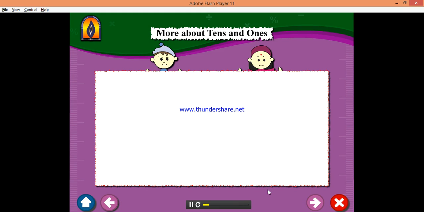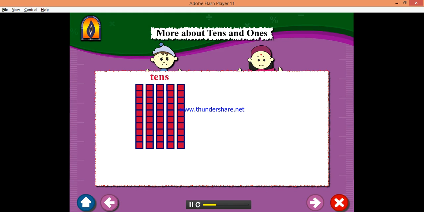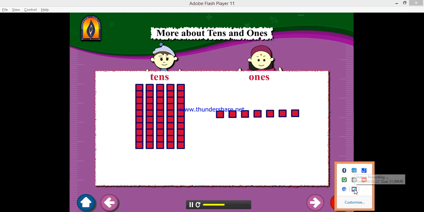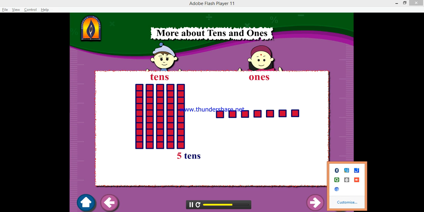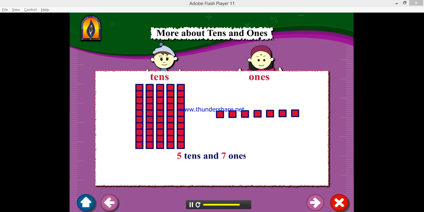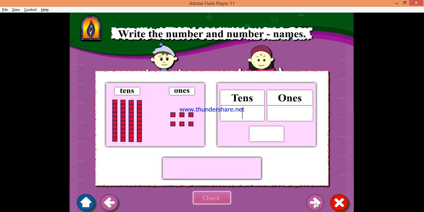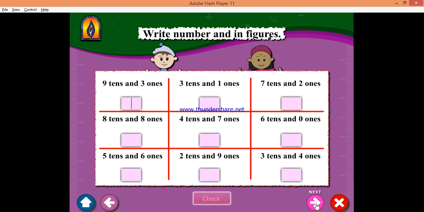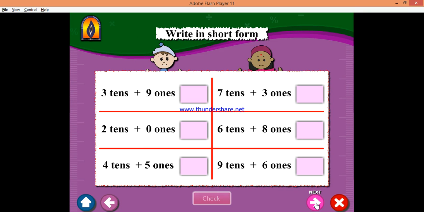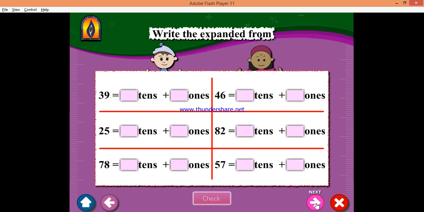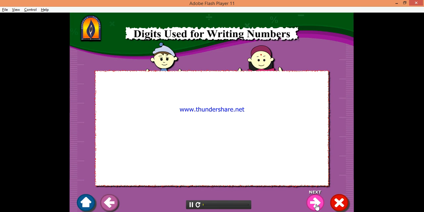More about tens and ones. Tens, ones, 5 tens and 7 ones, 57. Write numbers in short form. Write in expanded form. Digits used for writing numbers.